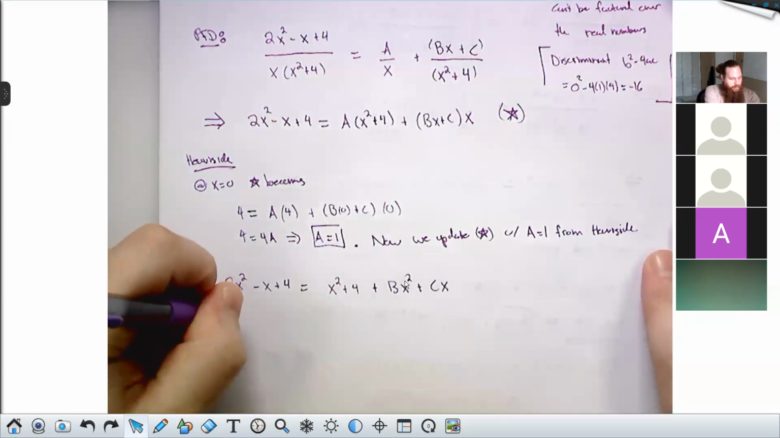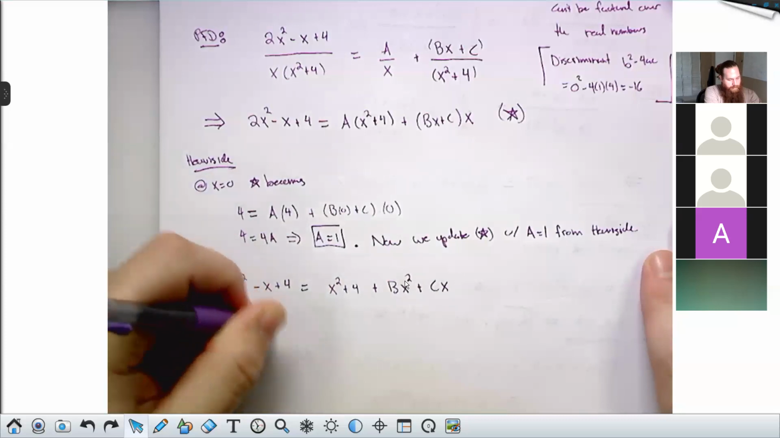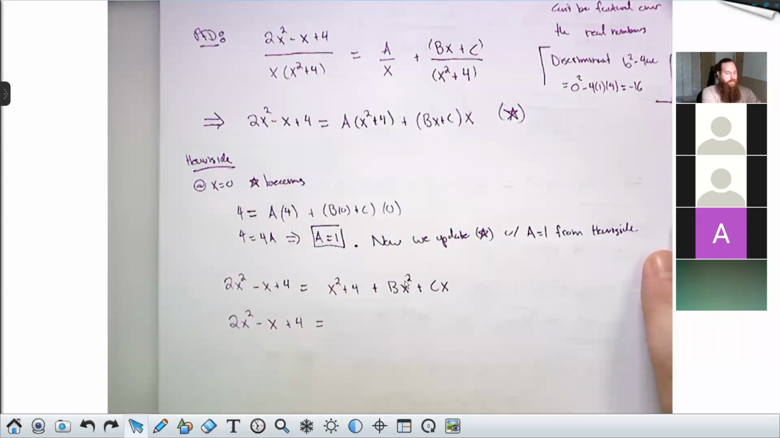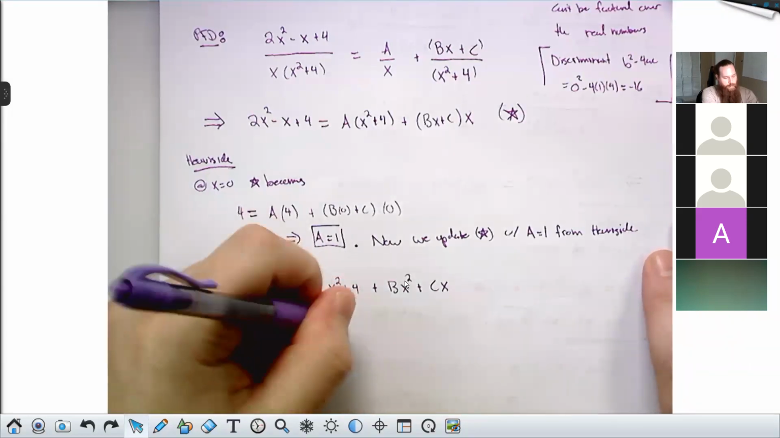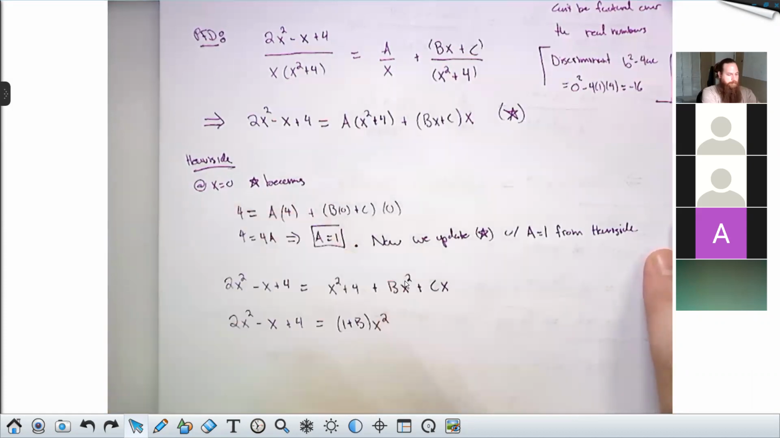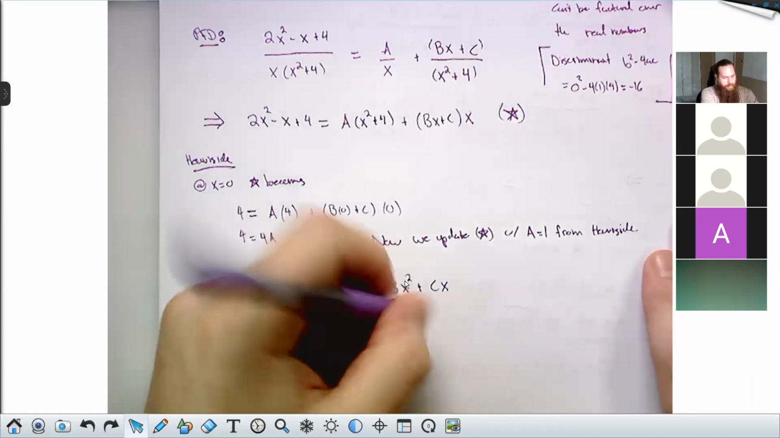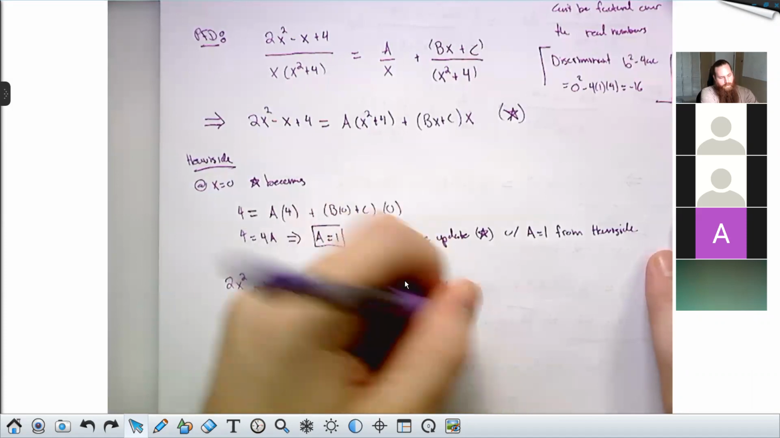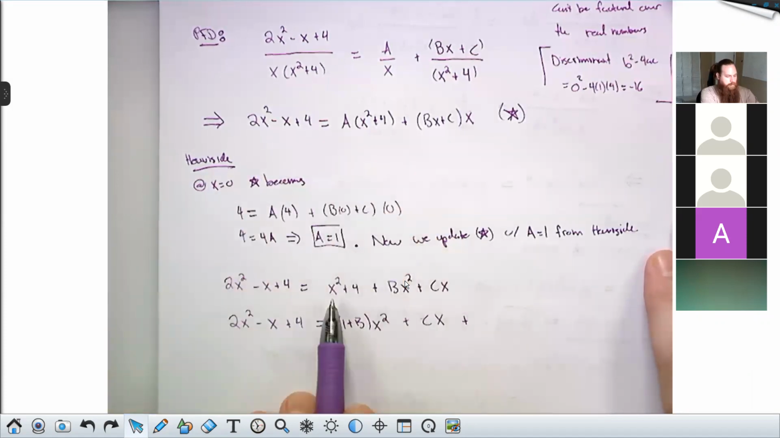So this is equivalent to saying 2x squared minus x plus 4 is equal to, what's the coefficient of x squared? Well, I've got 1x squared here and bx squared here. So that's 1 plus b times x squared. The coefficient of x, if I collect all my like terms, is just c, so plus cx. And then the constant term, just 4.